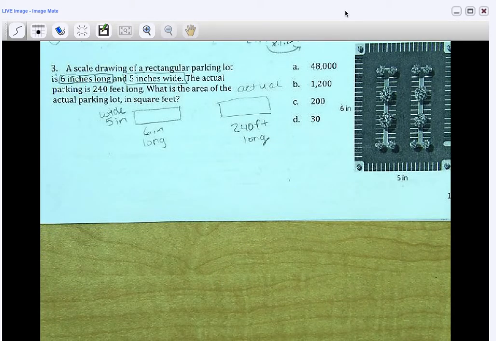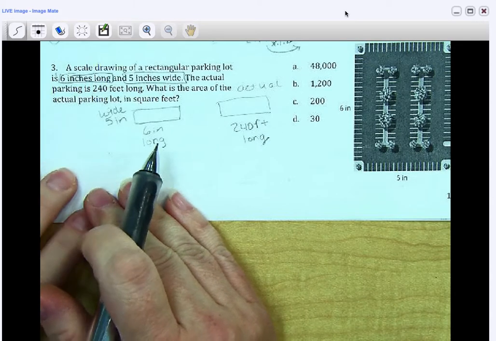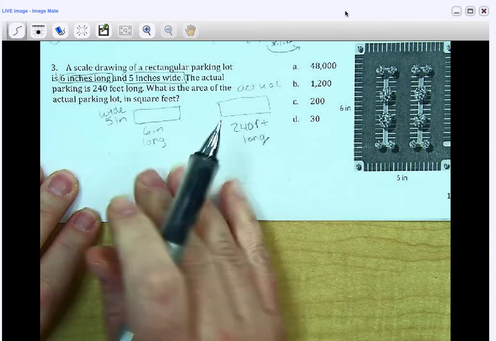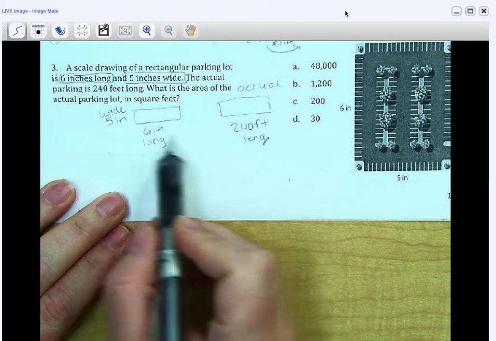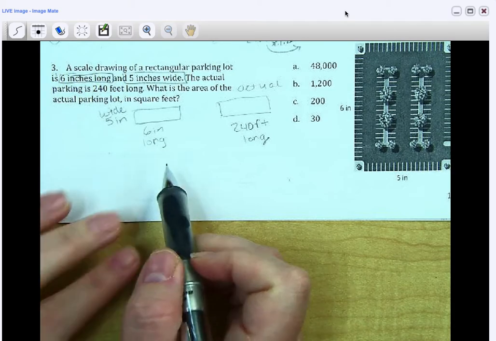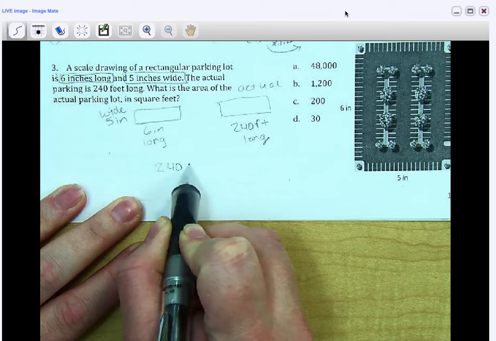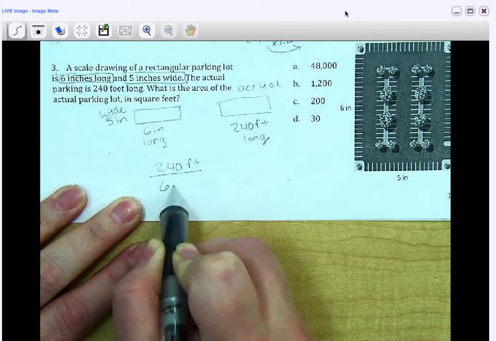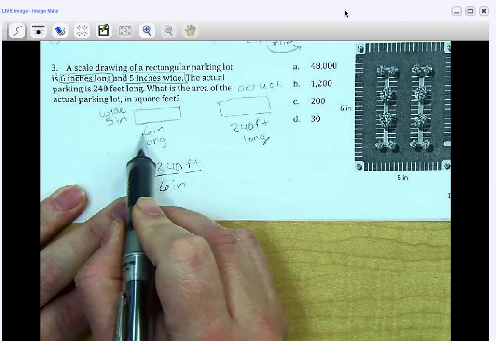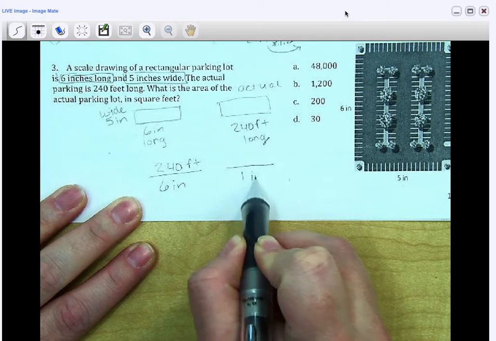So today I got caught up in converting everything right away, and I think it's because of the later lessons like 11 and 12. But this problem works best if you're just trying to figure out, based on this scale, how many feet compared to the inches, to 1 inch. So the way that we would find that is we would say, okay, if 240 feet, which is the length of the actual, is equal to 6 inches, which is the length on the picture, how do I find out how much 1 inch is?